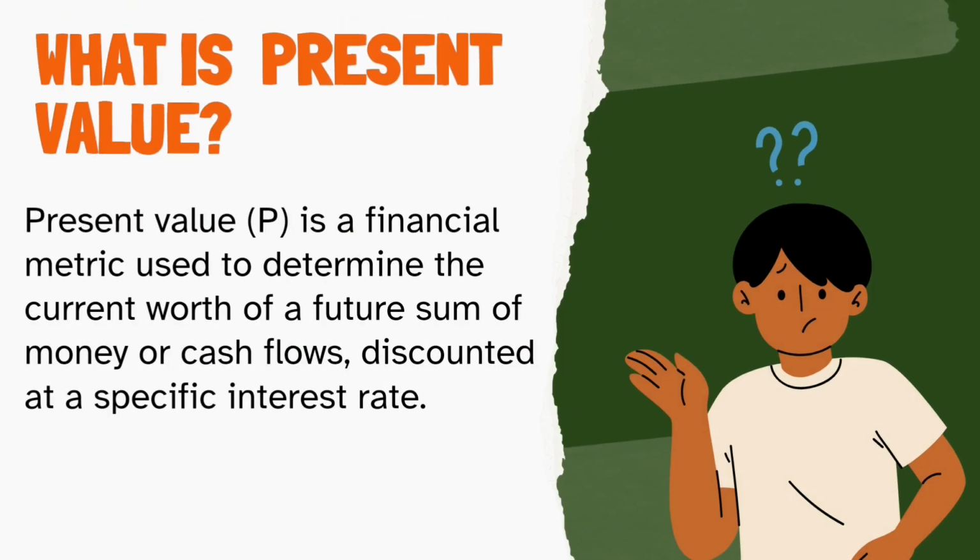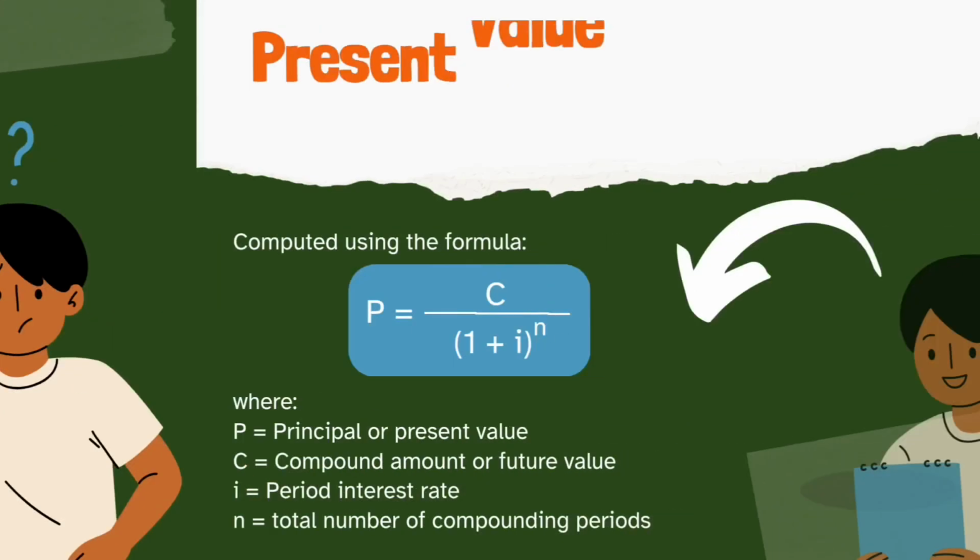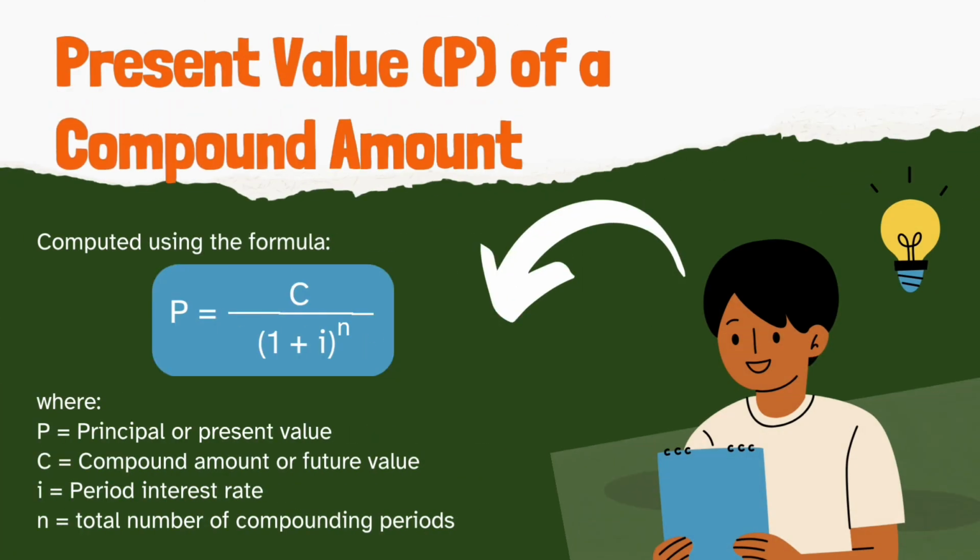First, let's define what is present value. Present value is a financial metric used to determine the current worth of a future sum of money or cash flows discounted at a specific interest rate. It is computed using the formula P equals C over (1 plus i) to the power of n, where P is the principal or present value, C is the compound amount or future value, i is the period interest rate, and n is the total number of compounding periods.